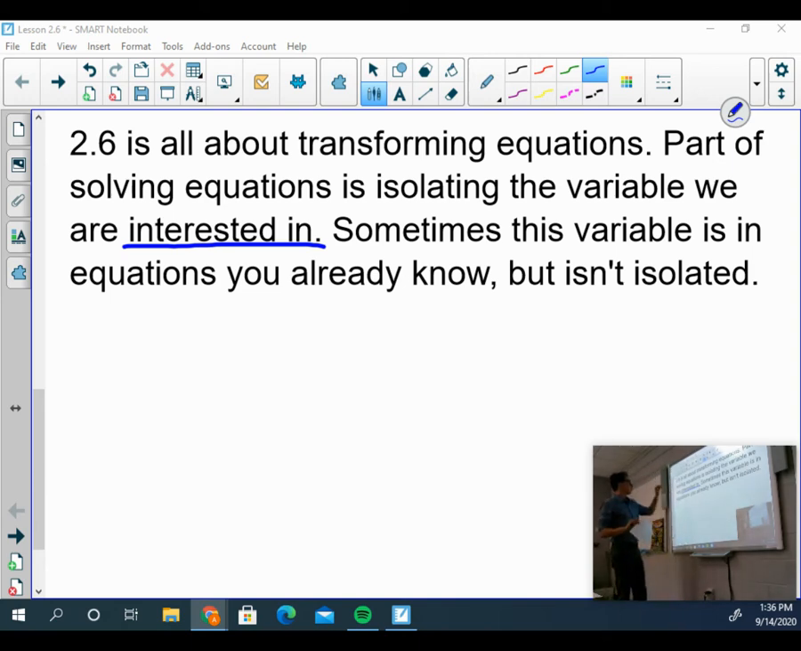Well, in 2.6, we're going to be doing a similar thing, but we are going to have more variables. And so now it's not just solving for the variable, but solving for the variable we are interested in. Sometimes this variable is in equations you already know, but isn't isolated. What am I talking about? To get more real world with this, we aren't just going to use basic equations. We're going to use actual equations that we see in life.